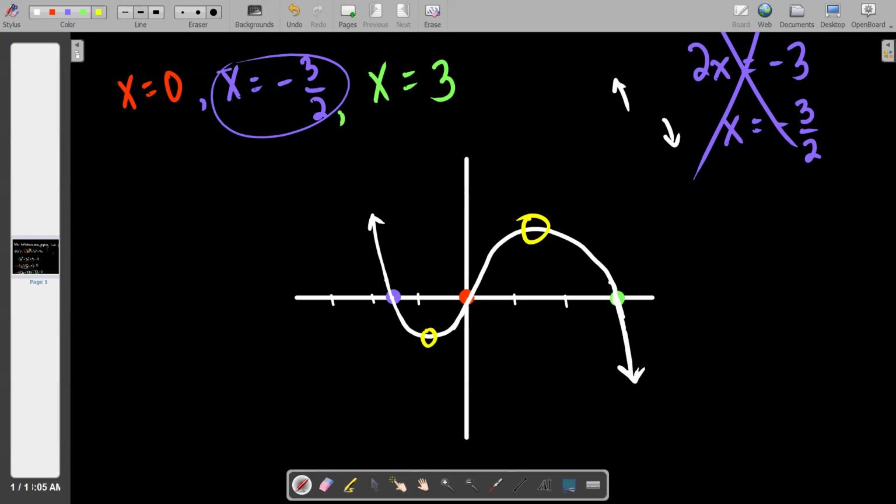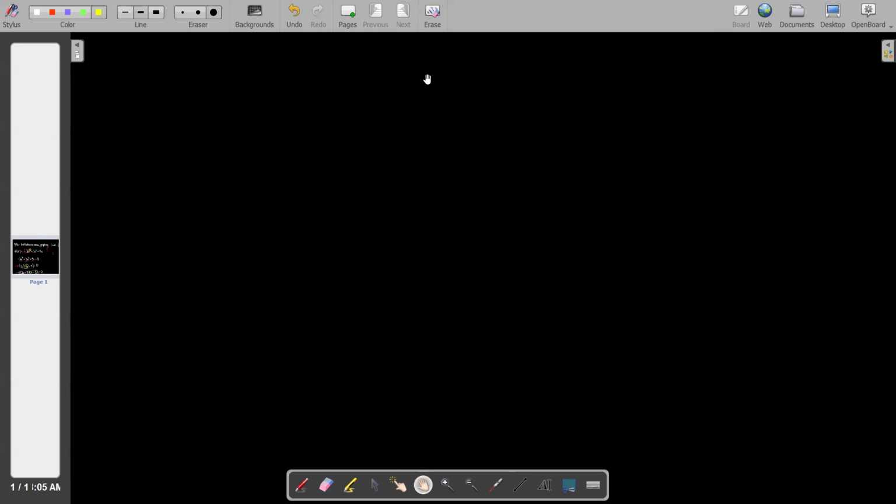Okay, let's do another one. Your next example is f of x equals 3x squared plus 8x plus 5. Step 1 would be to look at the sign, which is positive, and you're going to have to look at the degree.